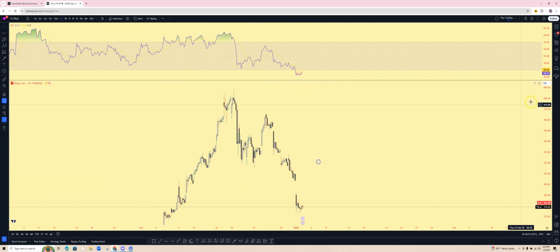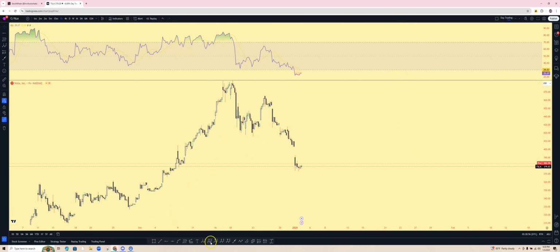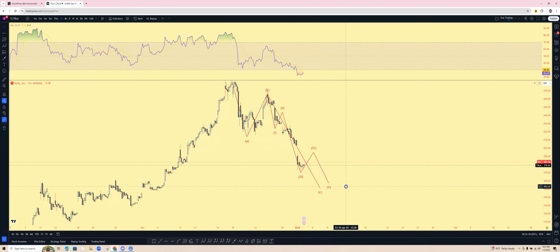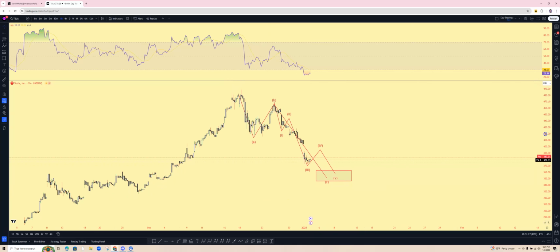Okay, so let's label this. Again, we have a wave A, B, potentially C. We know that this was the biggest flush at the bottom, so we know that this was probably a 1, 2. This is all of a 3, coming up for a 4, coming down for a 5. Coming down for a 5. That is where we should potentially long this bottom.